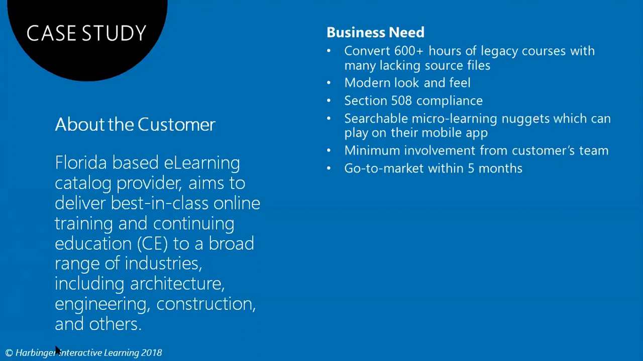They wanted to modernize these courses and align them with their strategic business objectives. So a modern look and feel, they should be responsive in nature, accessible on mobile devices, and should have Section 508 compliance features built in. The legacy courses should be broken down into micro-learning nuggets, which could be pushed through their mobile app. And there was minimal involvement from the customer's team, because the customer's team was busy working on new content development, new course development. And it was a time-bound activity. There was a go-to-market plan to get these courses modernized within 5 months.